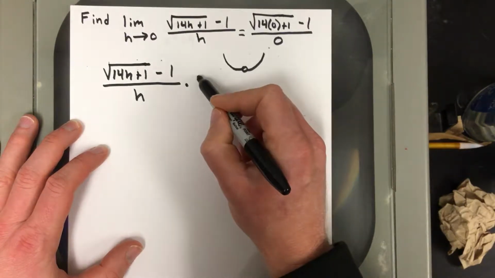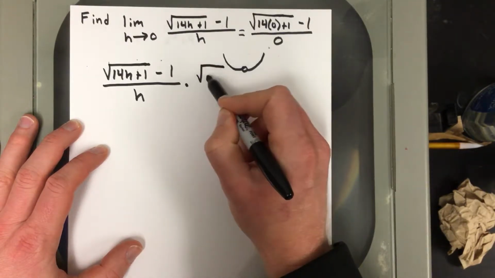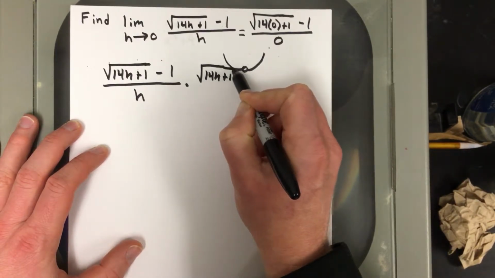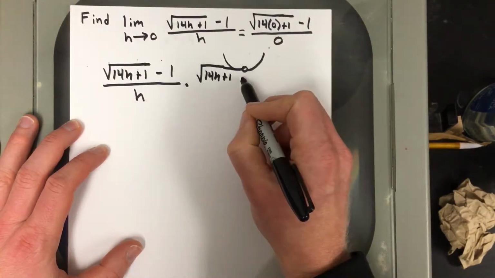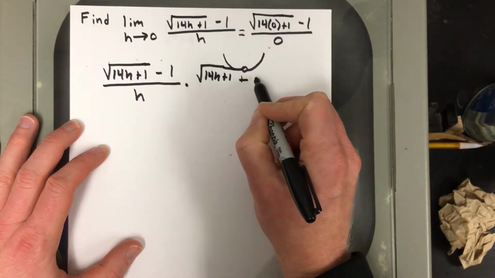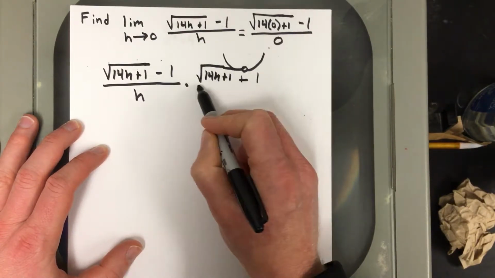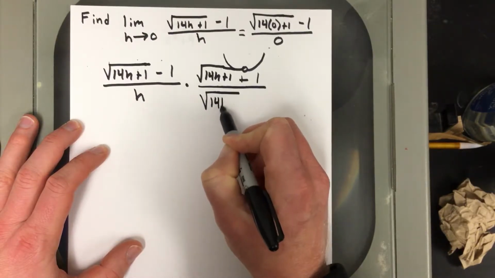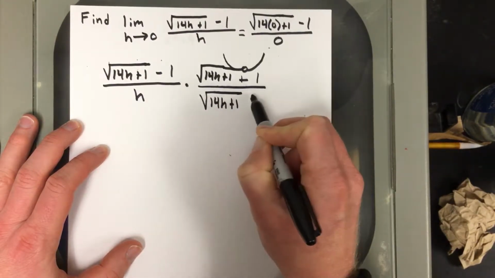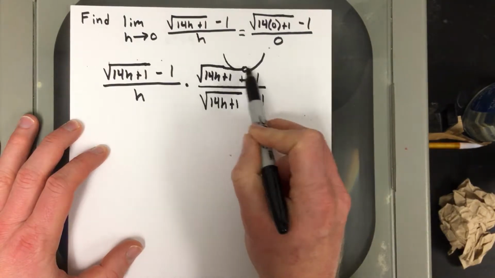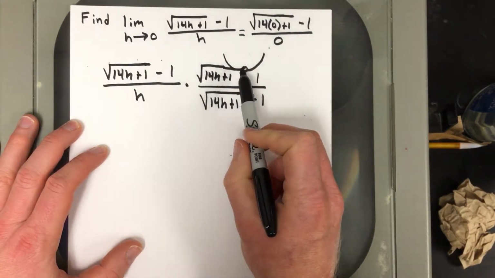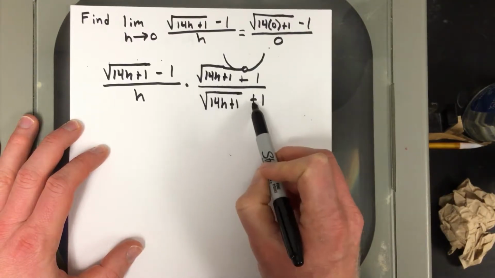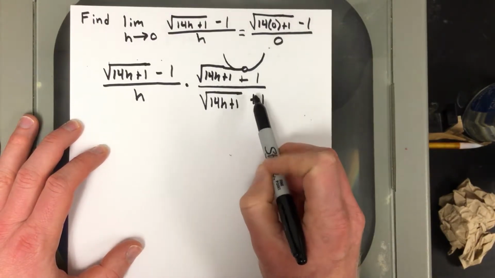If I rationalize the numerator, I'm going to multiply by the square root of 14h plus 1, and instead of minus 1, I'm going to say plus 1 out here, over the square root of 14h plus 1 plus 1. I got this a little scrunched, and I'm sorry for that. Remember, this plus 1 up on top is outside of the square root, just like this one is.